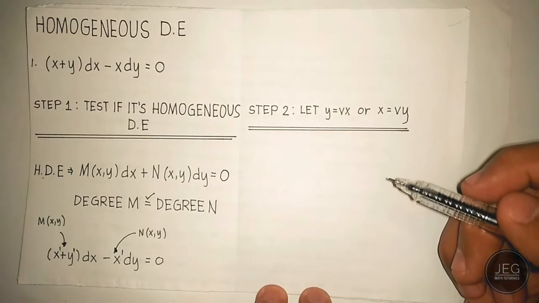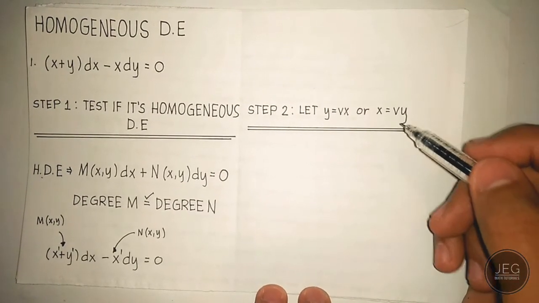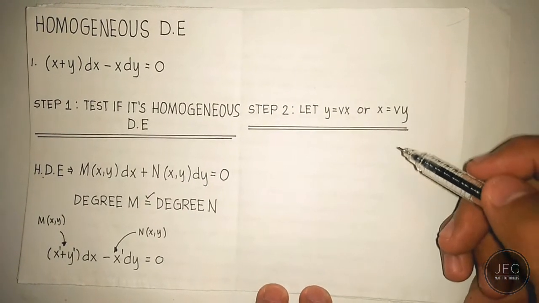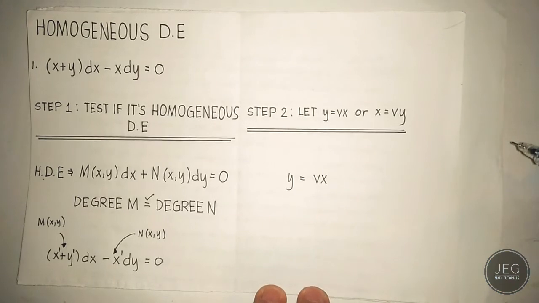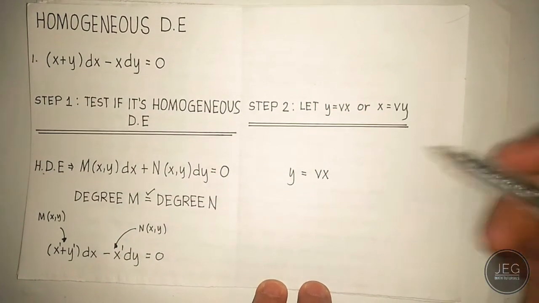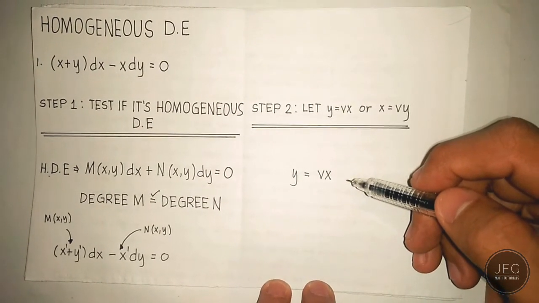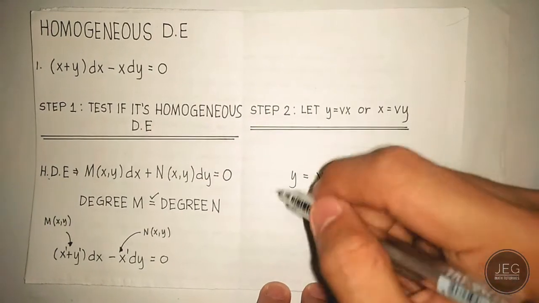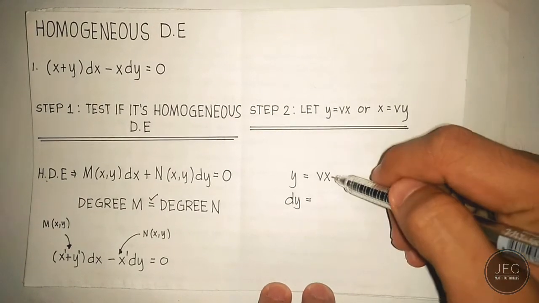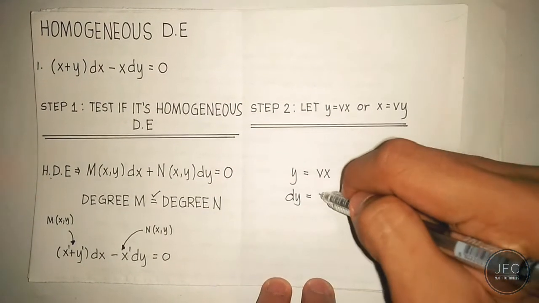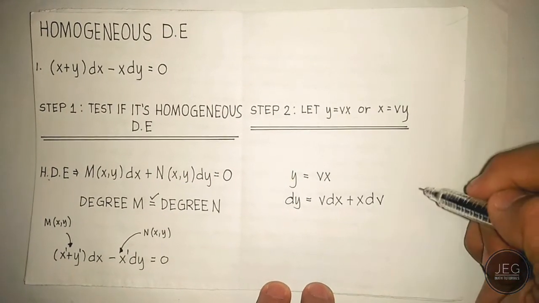Step 2 is let y is equals to vx or x is equals to vy. In this equation, the easiest thing to use is y is equals to vx. We let y is equals to vx, and at the same time, we need to differentiate this function using product rule. The derivative of y is dy is equals to the derivative of vx using product rule, which is v dx plus x dv.